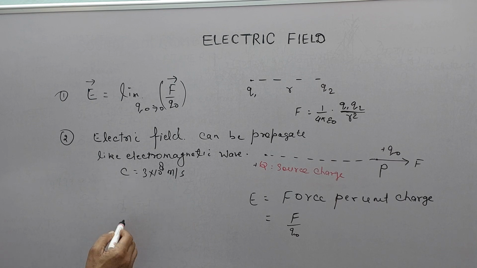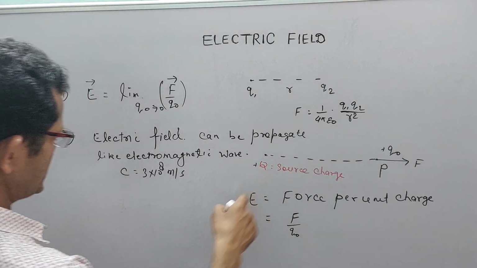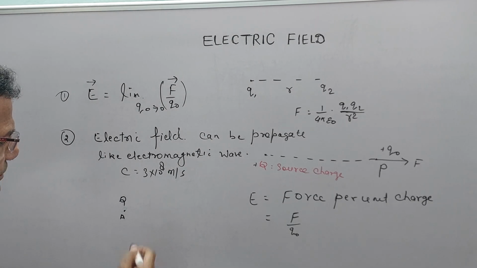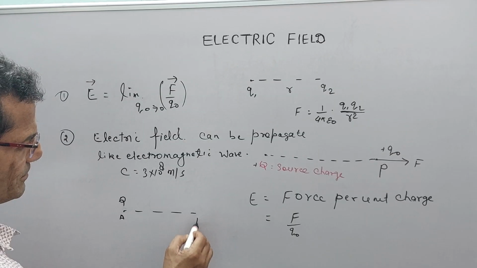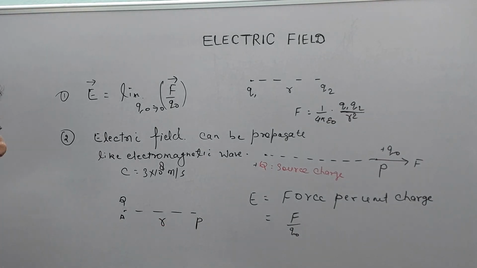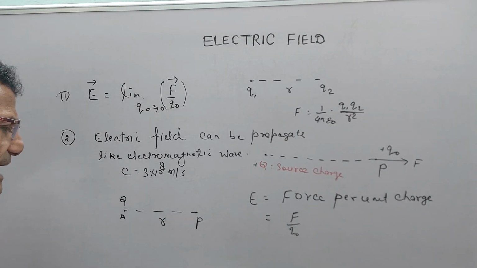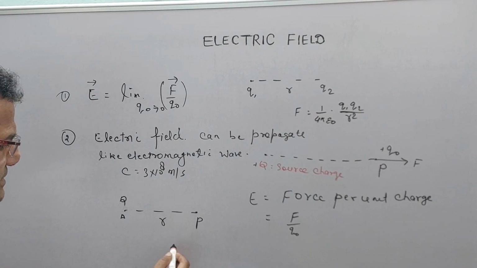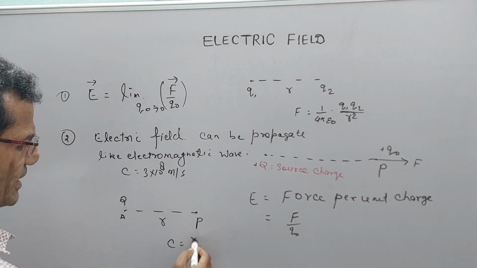suppose I displace Q to this point. Suppose I have placed the source charge at this point A, and after putting Q at point A, the force is felt at a distance of P, or we can say the electric field produced at a distance of P will take a time given by C equal to R divided by T.